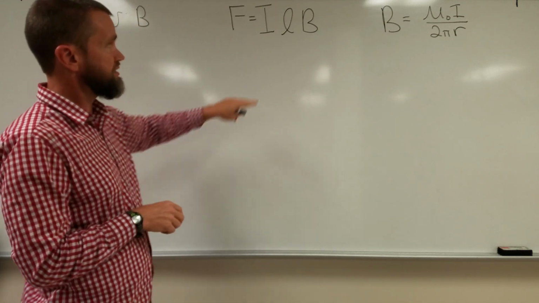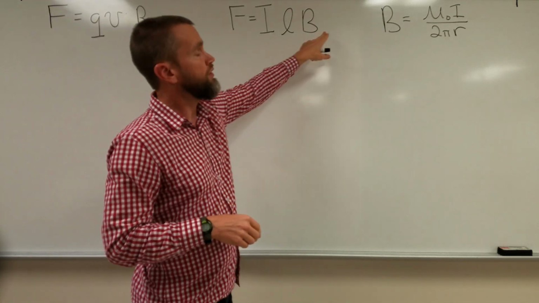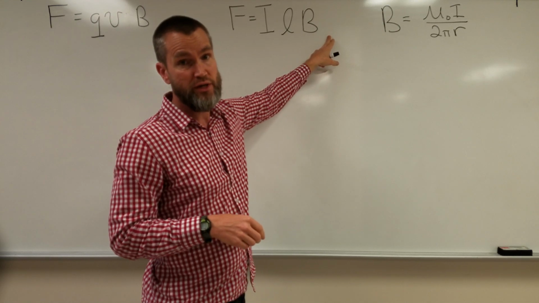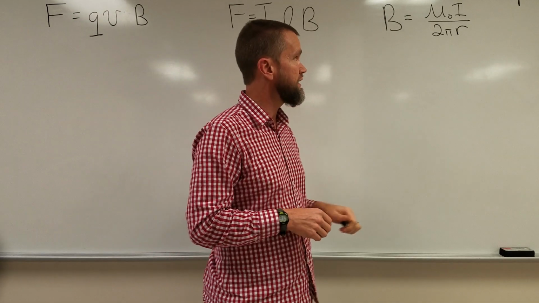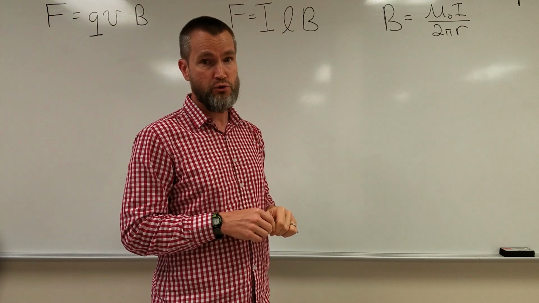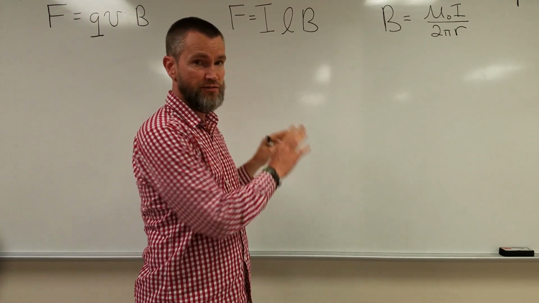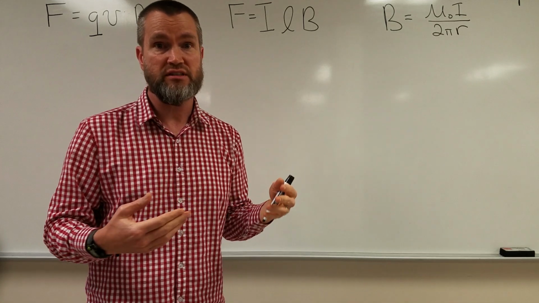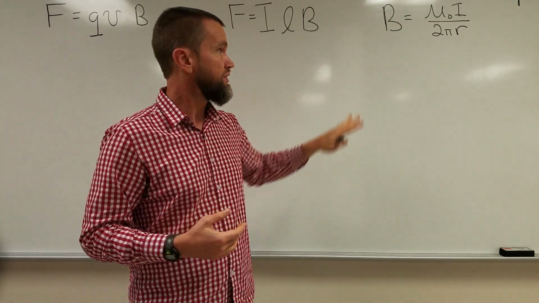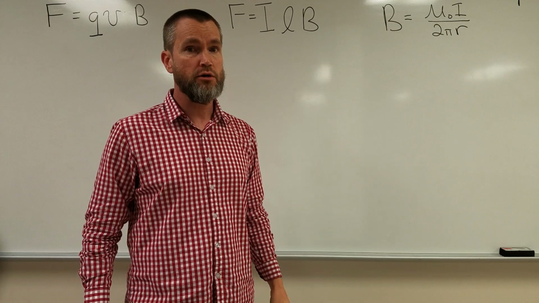The second equation is F equals ILB, and usually there's a sine theta term here as well. And then the third is B equals mu naught I over 2 pi r. That's the magnetic field due to a long straight wire. The first two of these applications are really, really similar. In fact, they're basically the same. And then the third application is what we usually call the curl rule.